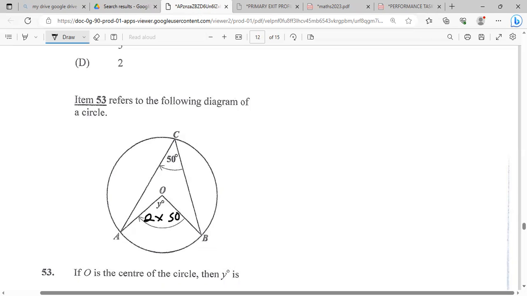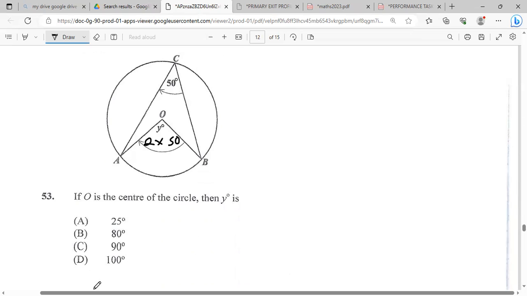Circle theorem, eh? That's just one of the theorem right there. Let's move on to 54.